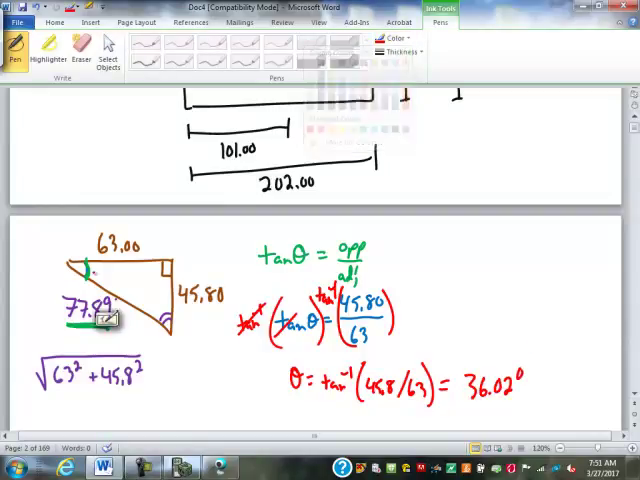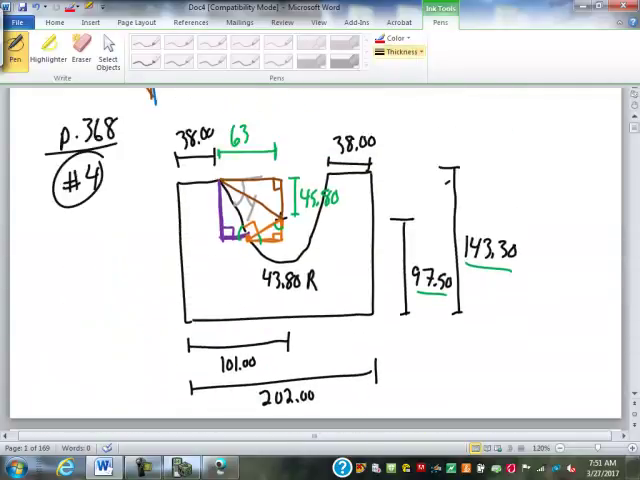If that is 36.02 degrees, that makes this down here 53.98 degrees. Well, how does that help us? Well, we come back up here. Now I have this right triangle. I know this side off of that other one, and I know this is the radius. This is going to be 43.80 right here.